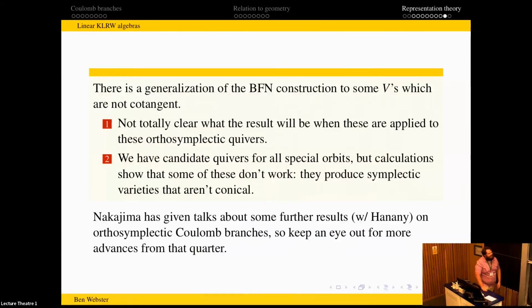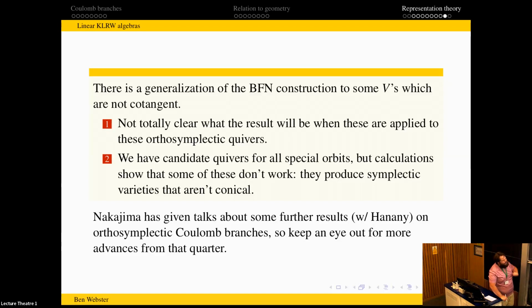There is some hope. Thanks, Gurbir. There is a generalization of the BFN construction. I didn't write down the names. It's Braverman, Finkelberg, Dhillon, Travkin, and Raskin. Unfortunately, it's not clear what's going to happen when these are applied to orthosymplectic quivers. And it's both not clear because I haven't done it, and it's not clear because Nakajima gives some talks, but he hasn't written anything down yet.